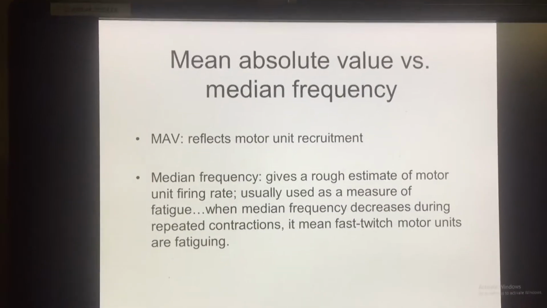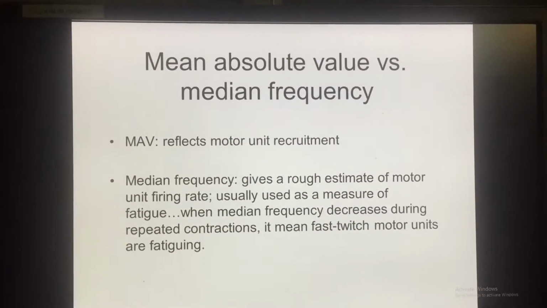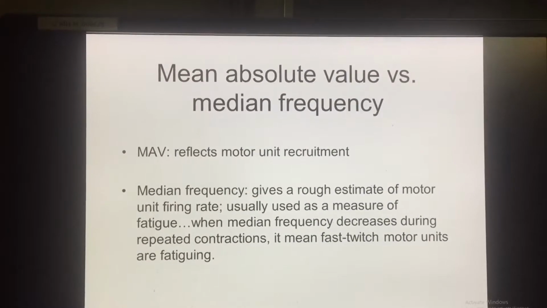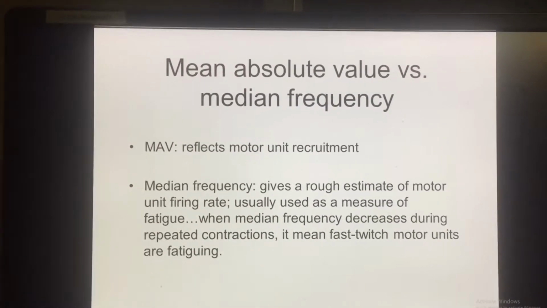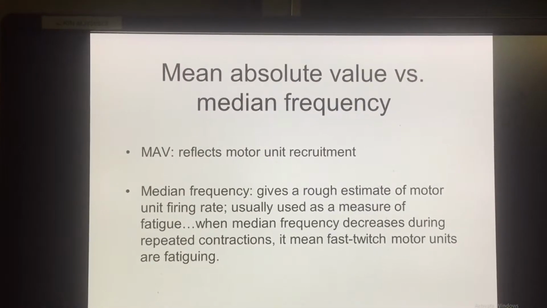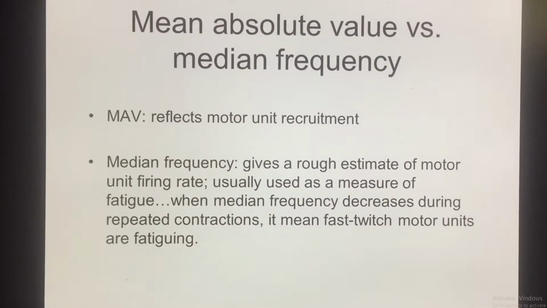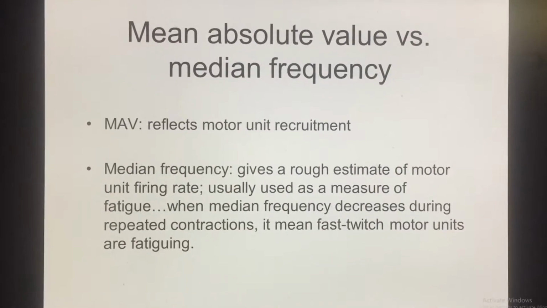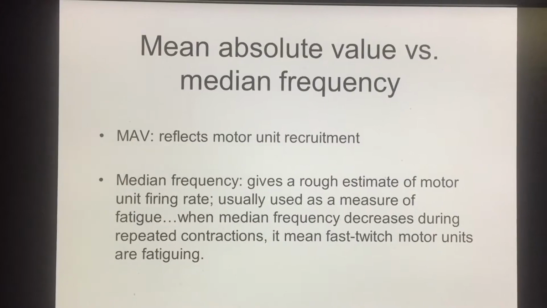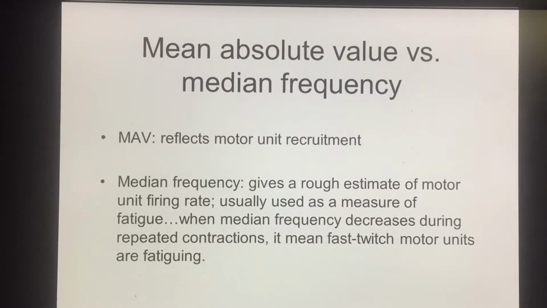I'm going to pick up where I left off last day, but first I'm going to just review the concept of mean absolute value versus median frequency, because I've been getting some questions about lab number 3 and about these different terms. So mean absolute value, or MAV, reflects your motor unit recruitment. So the higher that mean absolute value from your EMG, the higher your motor unit recruitment. So you're recruiting more muscles.